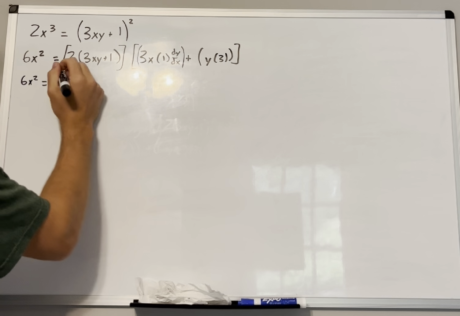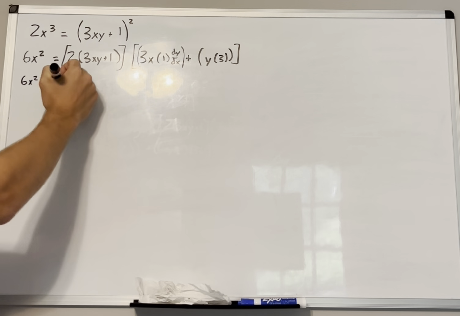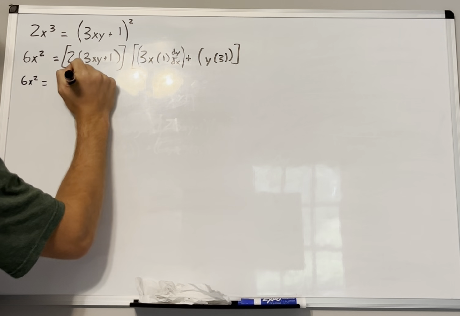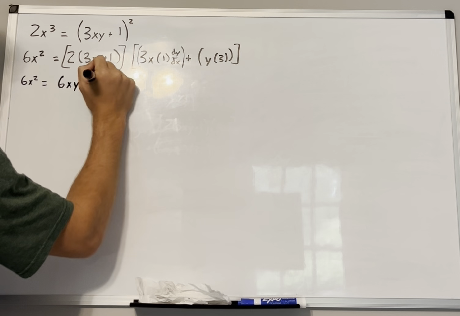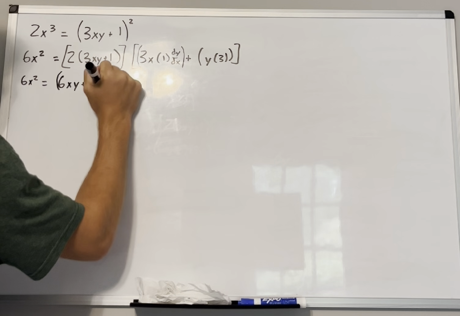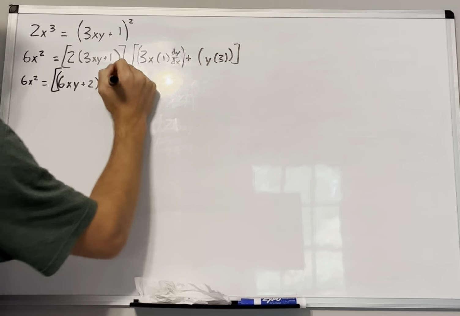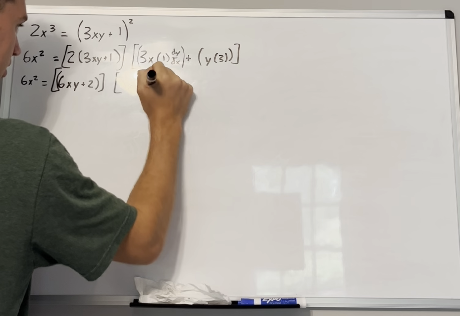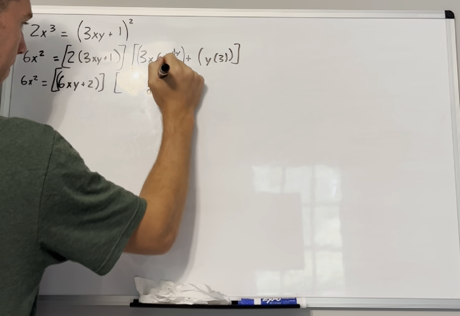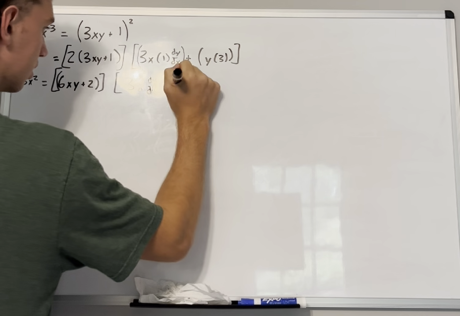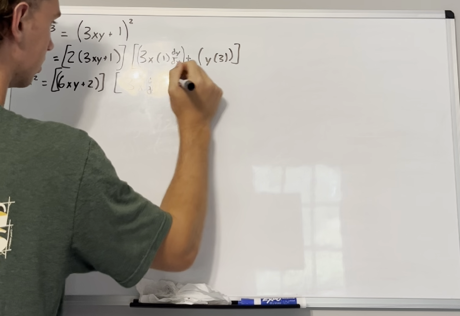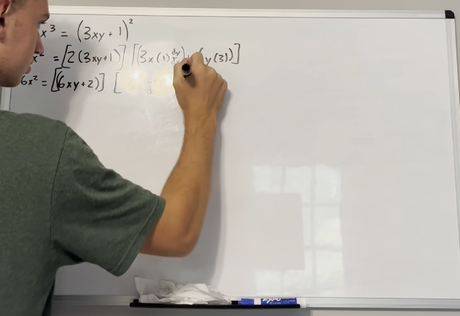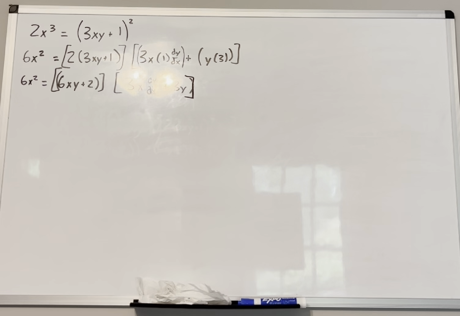And then I'm going to simplify that down a little bit. I know this is simple enough. It's just 6xy plus 2, keep that in brackets though. And then this would be 3x dy over dx plus 3y. Whatever, brackets, same thing.